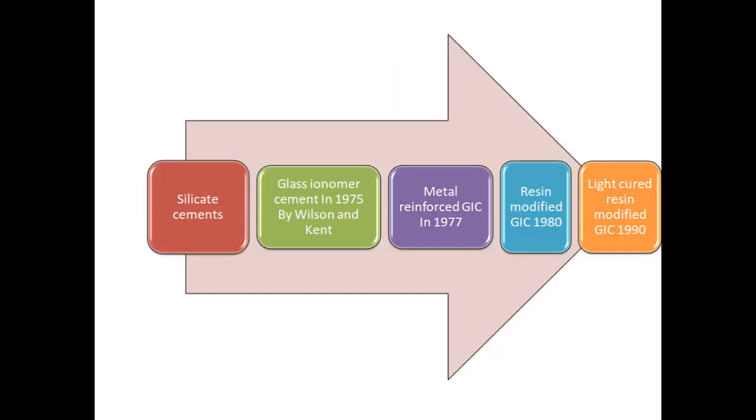Glass ionomer cements first evolved from silicate cements. They are actually hybrids of silicate and polycarboxylate cements. They were first introduced by Wilson and Kent in 1975, and then metal reinforced glass ionomer cement was introduced in 1977. Resin modified glass ionomer cement was introduced in 1980. Light cured resin modified GIC was introduced in 1990.